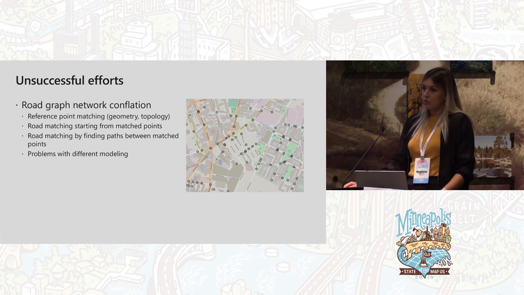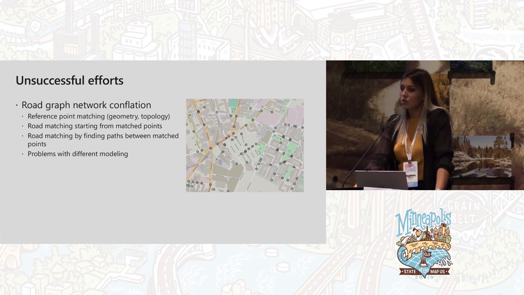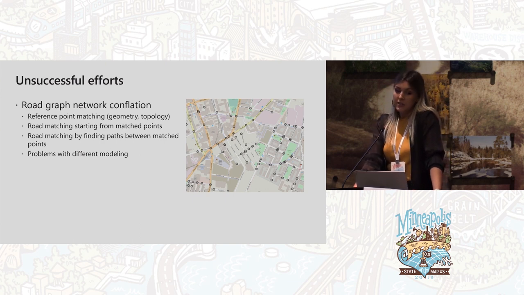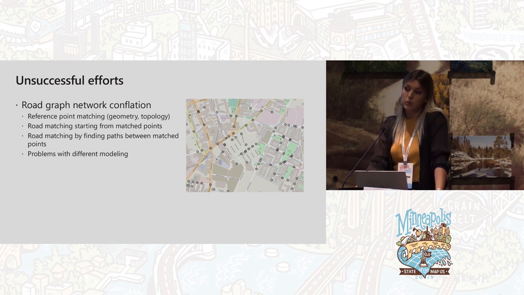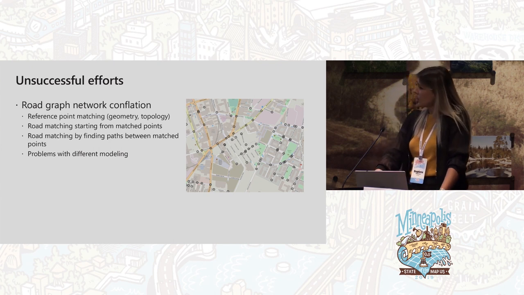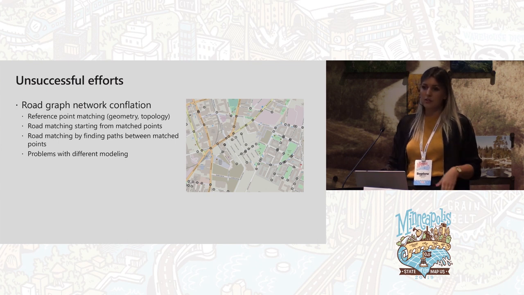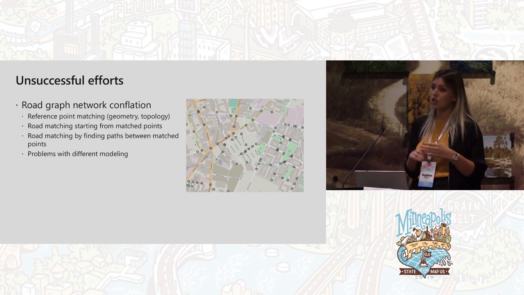So before we came to our, I wouldn't call it final solution because it's still a work in progress, we tried various different approaches. One of them was trying to construct a road graph network and then somehow conflate it, match it, by first identifying some reference points, mostly intersections. And we would try to match them between the data sets using geometry, using distance, using topology.